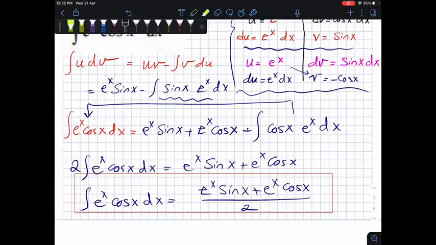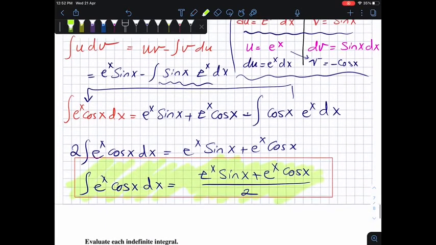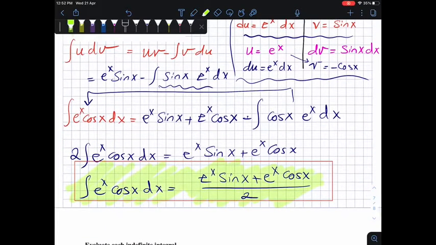Yeah, this is our final answer, and then highlight it. Let's move on, guys, to another topic here, which is derivatives and integrals of exponential and logarithmic functions.